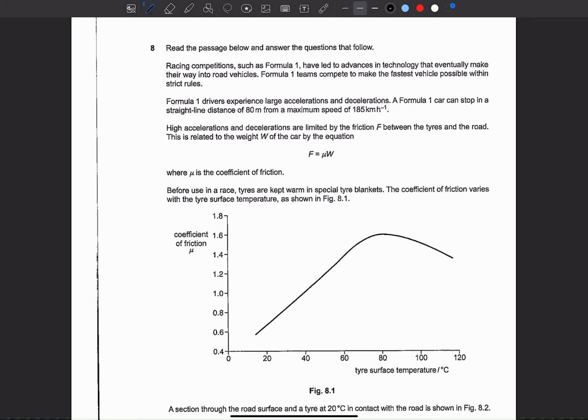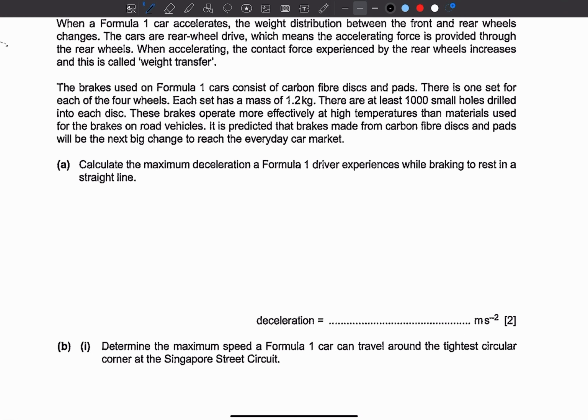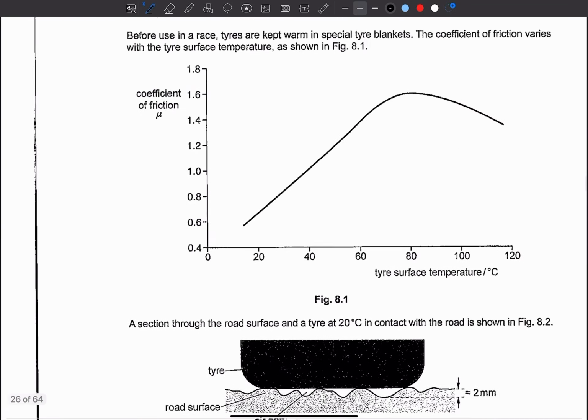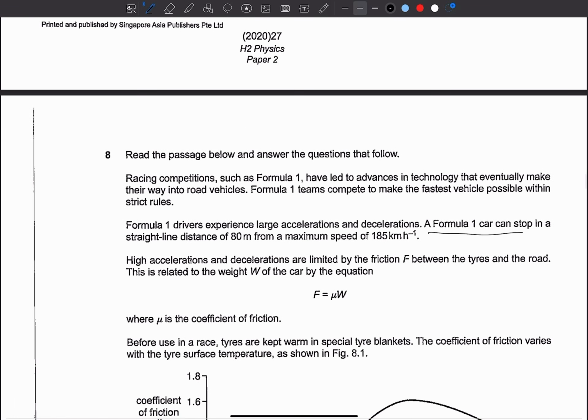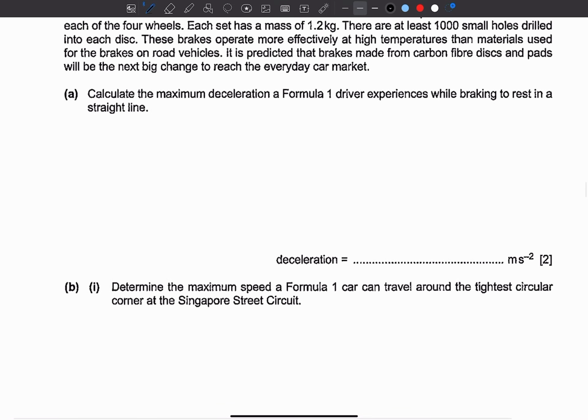Alright, for the last question, please do read through the whole question. We'll go straight into answering. Calculate the maximum deceleration a Formula 1 driver experienced while braking to rest in a straight line. So it's mentioned over here. A Formula 1 car can stop in a straight line distance of 80 meters from a maximum speed of 185 kilometers per hour.